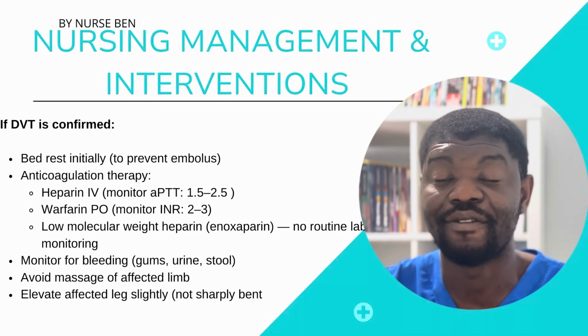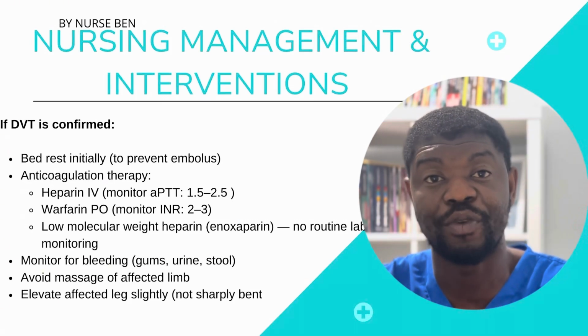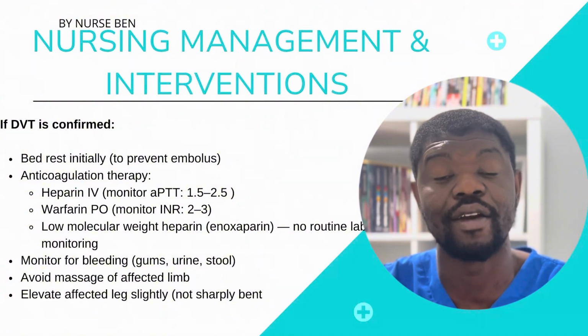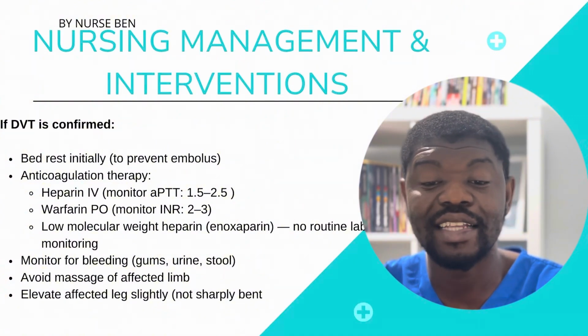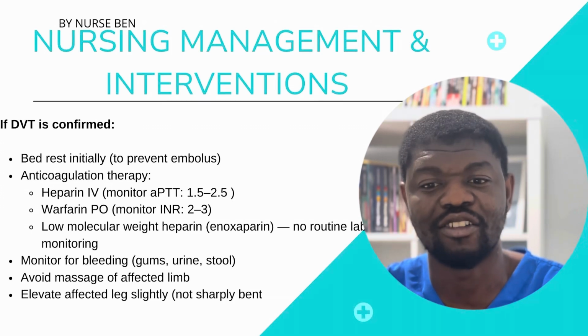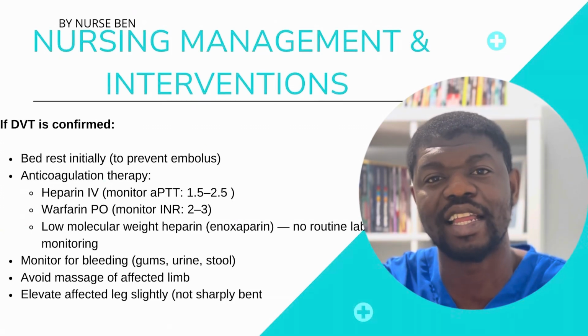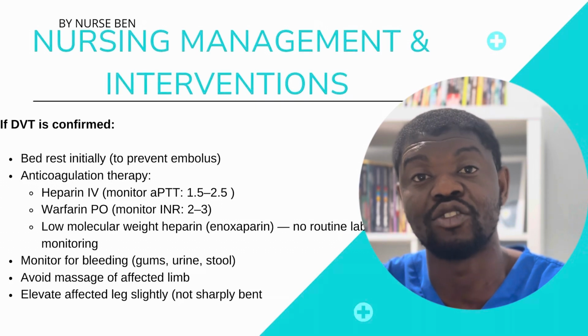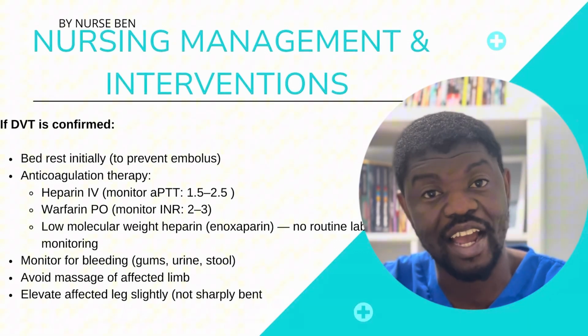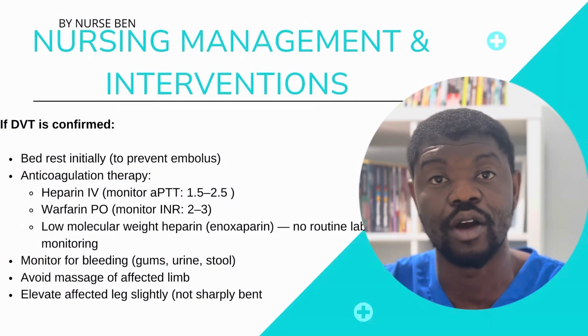Avoid massaging the affected limb. This is to prevent the clot from breaking and then traveling up into circulation into your lungs to cause a pulmonary embolism. And then slightly elevate the legs and avoid a sharp bend in the leg, because that's more like crossing the legs, isn't it? So you don't want to bend the leg sharply, but you want to slightly elevate it to try and encourage venous return as well.